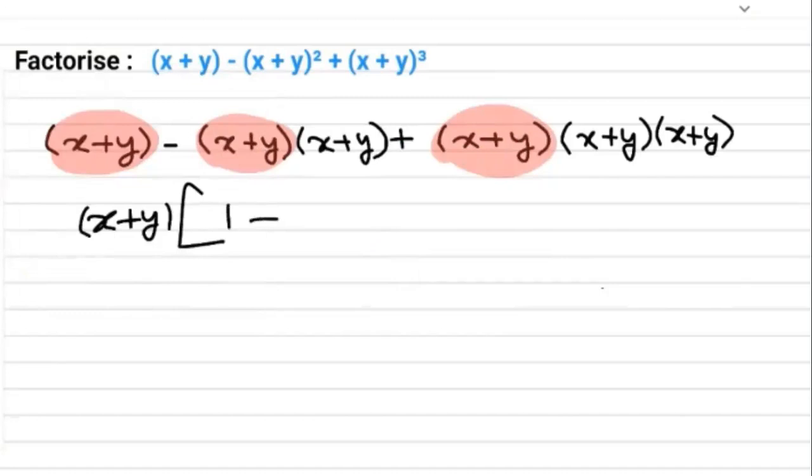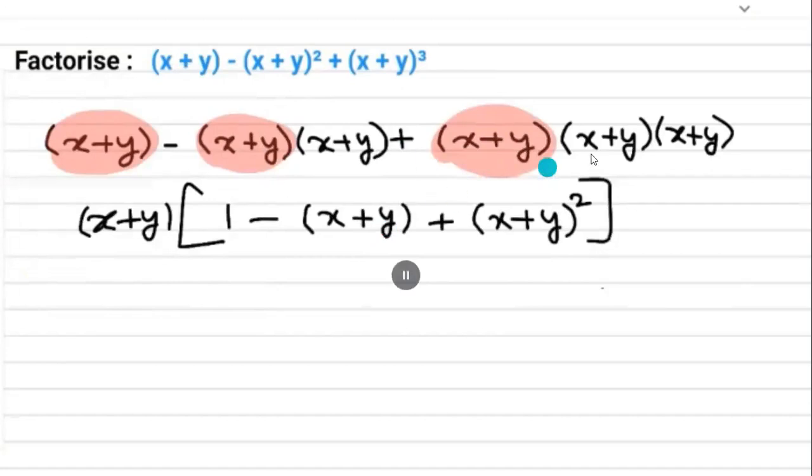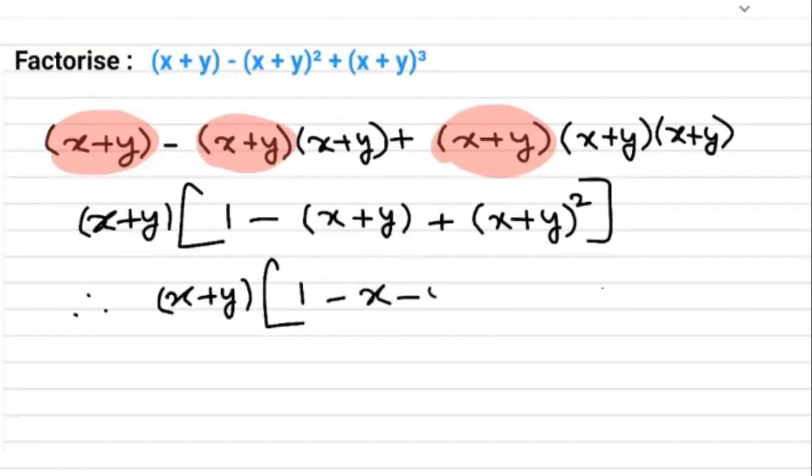(x + y) into 1 minus, and here plus (x + y) the whole square, 2 times. Now (x + y) into 1, take that and multiply within the bracket, minus. So it's minus x and minus y. And here (x + y) the whole square.